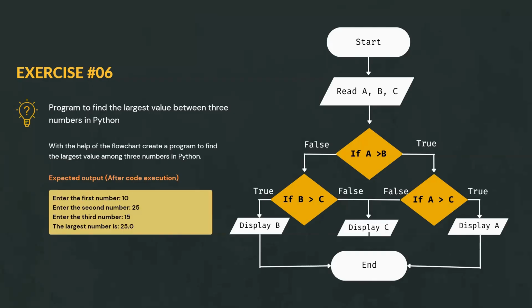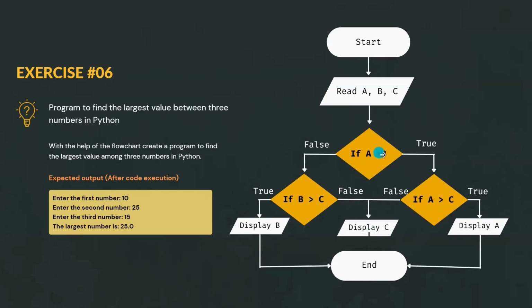So before we jump into code, let's look at the flowchart because flowcharts help us visualize the logic like a roadmap. And here we start with taking three inputs A, B, and C. And first we compare A with B. If A is greater than B, then we check if A is greater than C. If yes, then we say that A is the largest, or else we say that C is the largest.